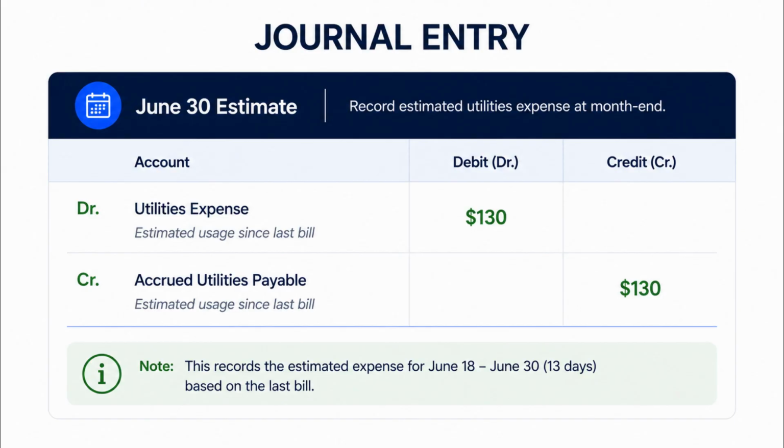At June the 30th, you record a debit to your utilities expense for $130, and you're going to credit your accrued utilities payable for $130. You are recognizing that the expense has occurred, payment hasn't happened, and the exact amount is unknown.